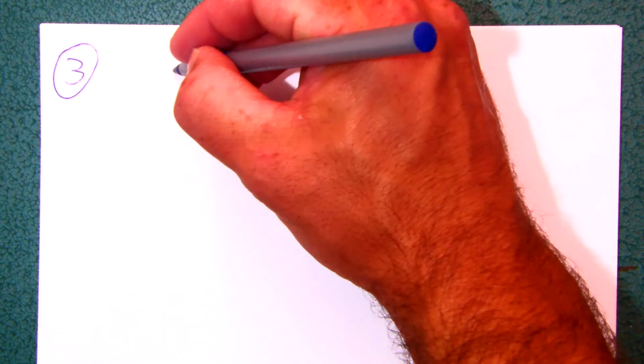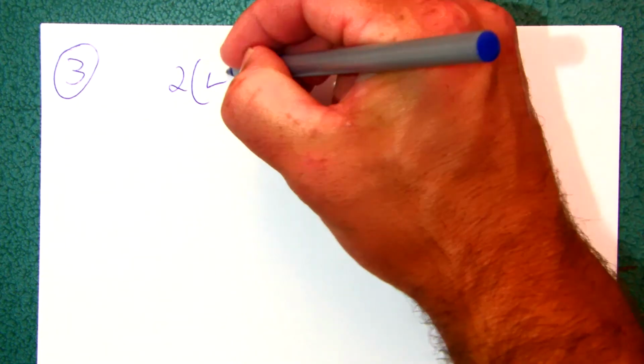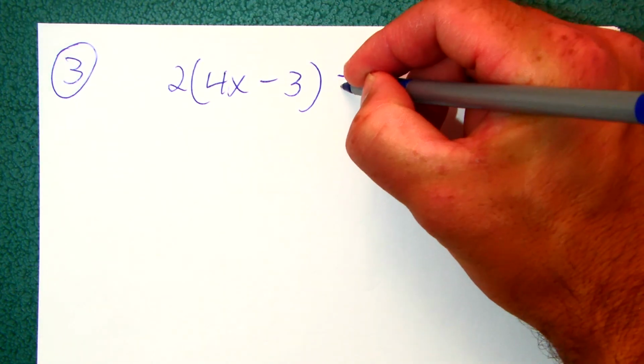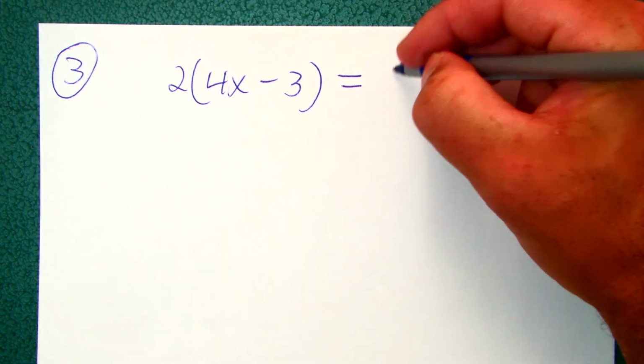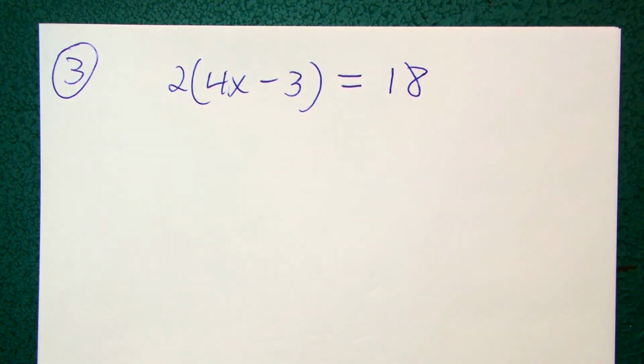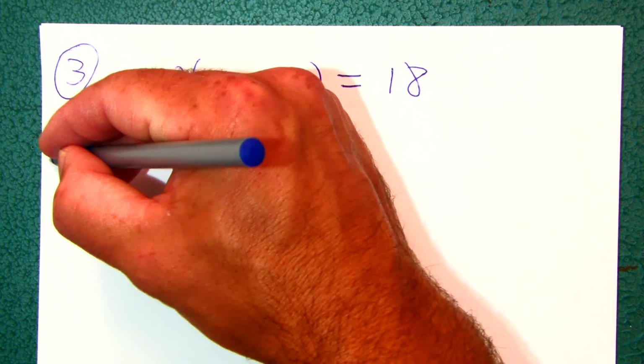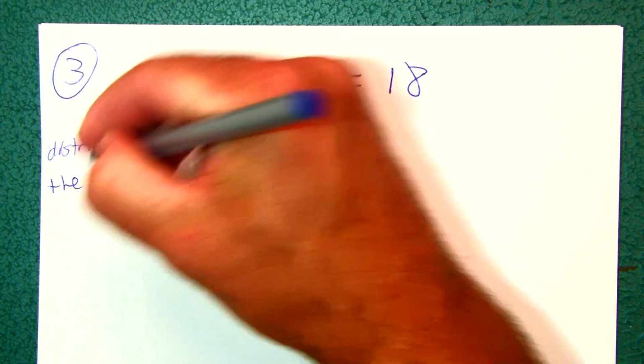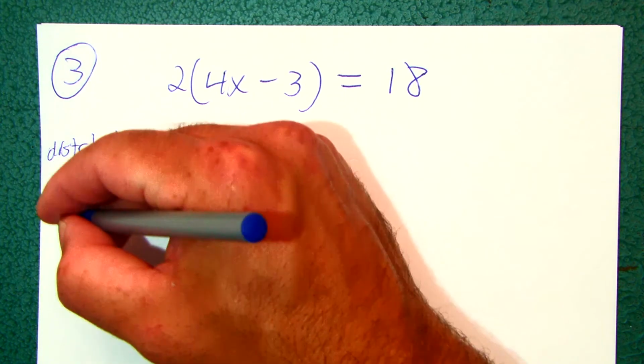All right, so next up, let's start to do some with distributive property here. So we'll go with 2 times 4x minus 3 equals 18. So again, first thing we want to do here is get rid of those parentheses. I think it's just a good habit on all these problems. If you see parentheses, get rid of them. So we're going to distribute the 2. So that means multiply by 2.